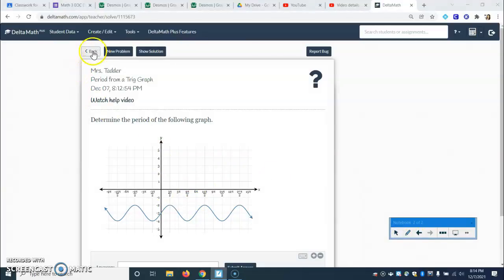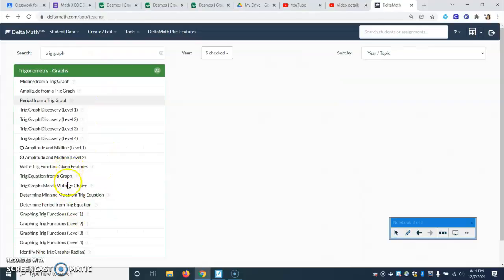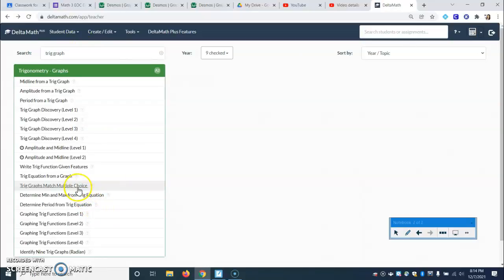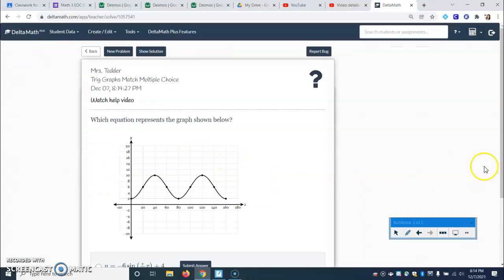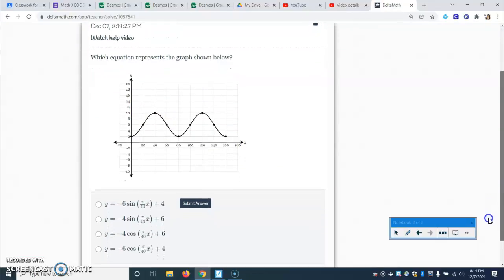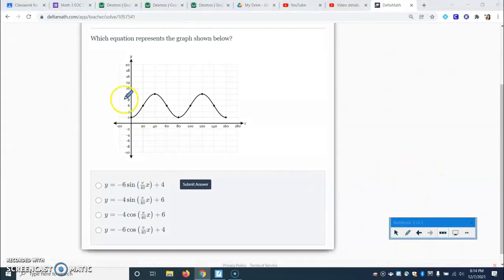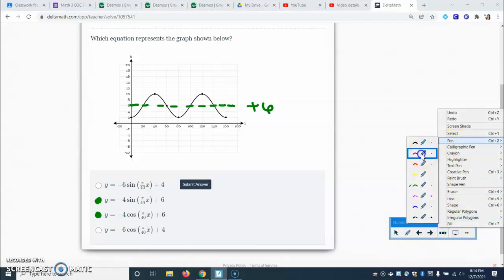All right, someone else had asked to do some of these where you have to figure out the equation based on the graph. So what I like to do first is find the midline. Here's the midline for this. So I know since that midline is 6, then I'm looking for an equation that says plus 6. So that narrows it down to these two. From there, I'm going to decide whether it's sine or cosine.